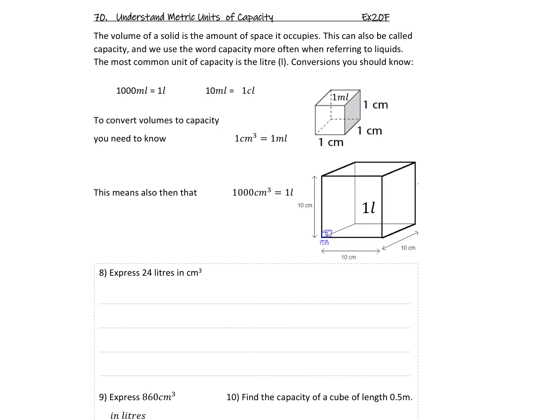Understand metric units of capacity. If you're revising, you can pause the video and have a go at examples 8, 9 and 10.